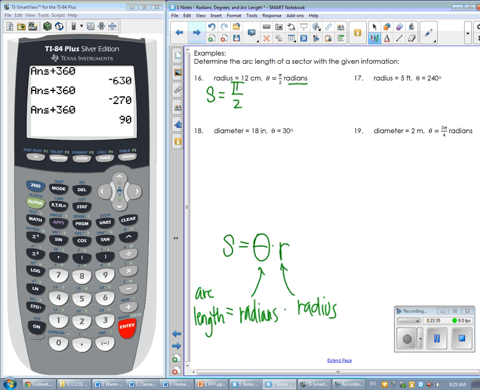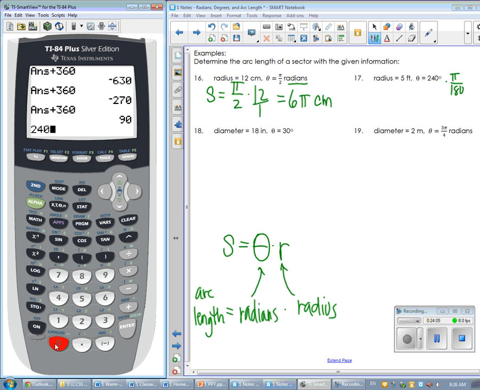And I know the radius is 12, and so if I multiply, remember 12 is just over 1, it's a whole number. So this is going to be equivalent to 6 pi. Now since I'm measuring a distance, I also want to make sure that I use units. If we take a look at number 17, we're given the radius, but notice that theta is not measured in radians. That means I have to change it. And in order to get it into radians, I need a pi. That means I'm going to multiply by the fraction that has the pi on top. And so I'm going to take 240, and I'm going to divide it by 180.